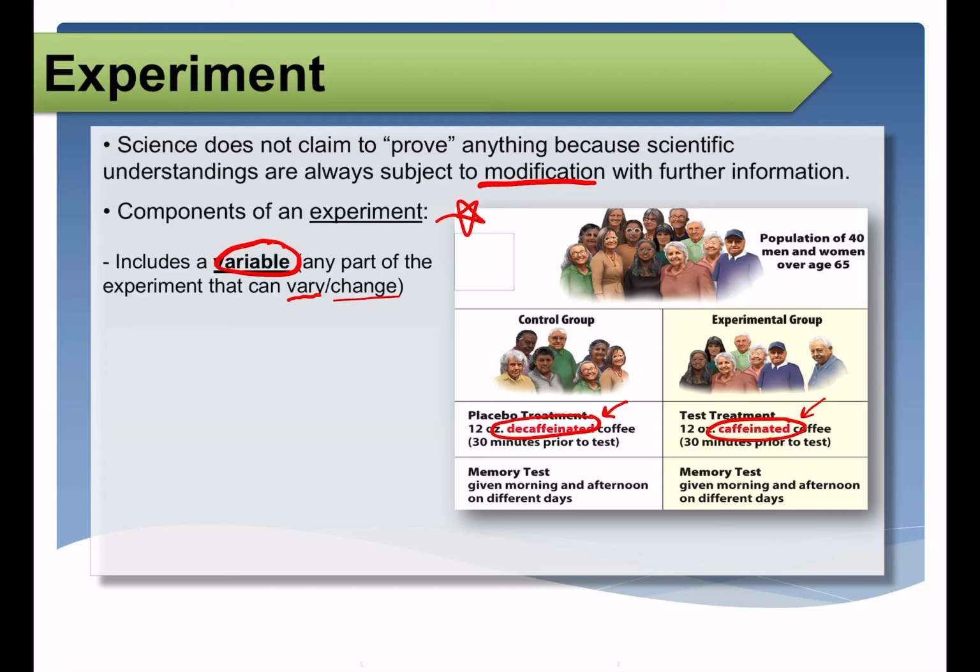In terms of sex, they're made up of both men and women. In terms of population size, they're both made up of 40 individuals. In terms of age, they are all over the age of 65. So these are some of the things that are kept the same, and the only thing different between the two groups here is the caffeine.